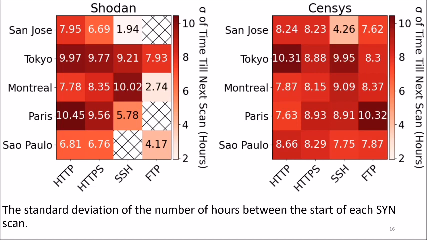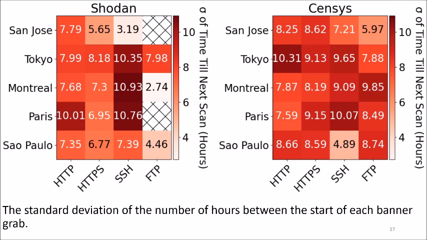This heat map shows the standard deviation of the number of hours between the start of each scan. We require at least 2 events to calculate the time between them. The empty cells are due to having a single corresponding event. Similarly to the previous page, this figure shows the standard deviation of the number of hours between the start of each banner grab instead of port scan. Overall, Shodan appears slightly more consistent than Censys for both banner grabs and port scans.